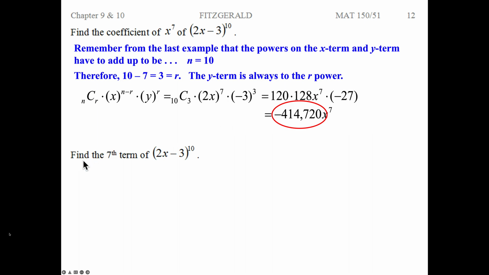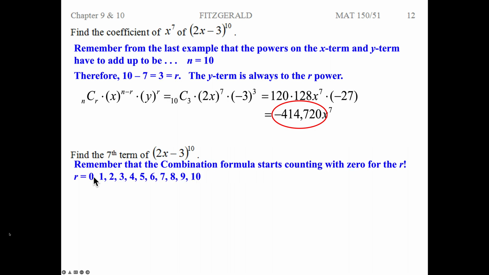Now, the second example here, it looks similar to the first. It says find the 7th term. Okay, now that's the 7th term counting backwards on my x's. So what I'm going to do here to find the appropriate r value is, remember, your r has to start counting at 0. And I count up to 10. Now, that's important because that's the 0 on the second term. If we counted a y like we did earlier, that's y to the 0, y to the first, y to the third.